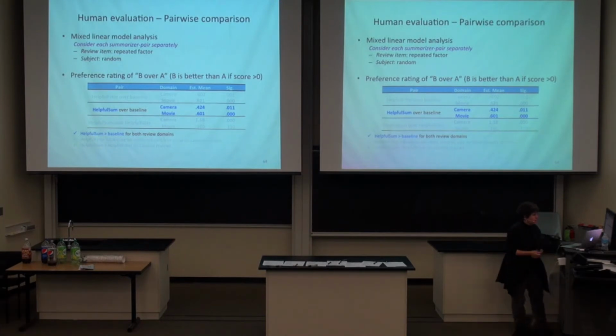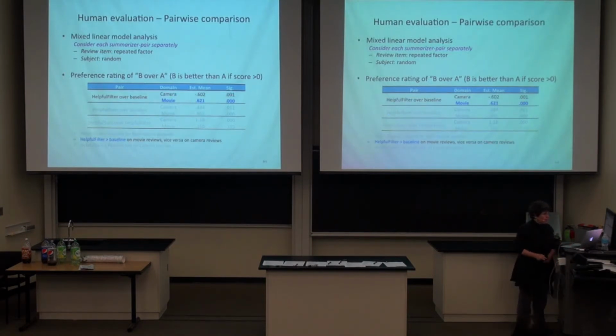So the row that's highlighted there shows us that for both movies and cameras, our subjects preferred our helpful summarizer, which uses the content scoring algorithm, over the baseline. And again, it's positive, which means they preferred the helpful summarizer over the baseline, and both of those are statistically significant differences. For our other summarizer approach, the filtering one, the less sophisticated one, we also outperformed the baseline on the movies, but for the camera reviews, unfortunately, the baseline outperformed our approach, and both of those differences were significant.